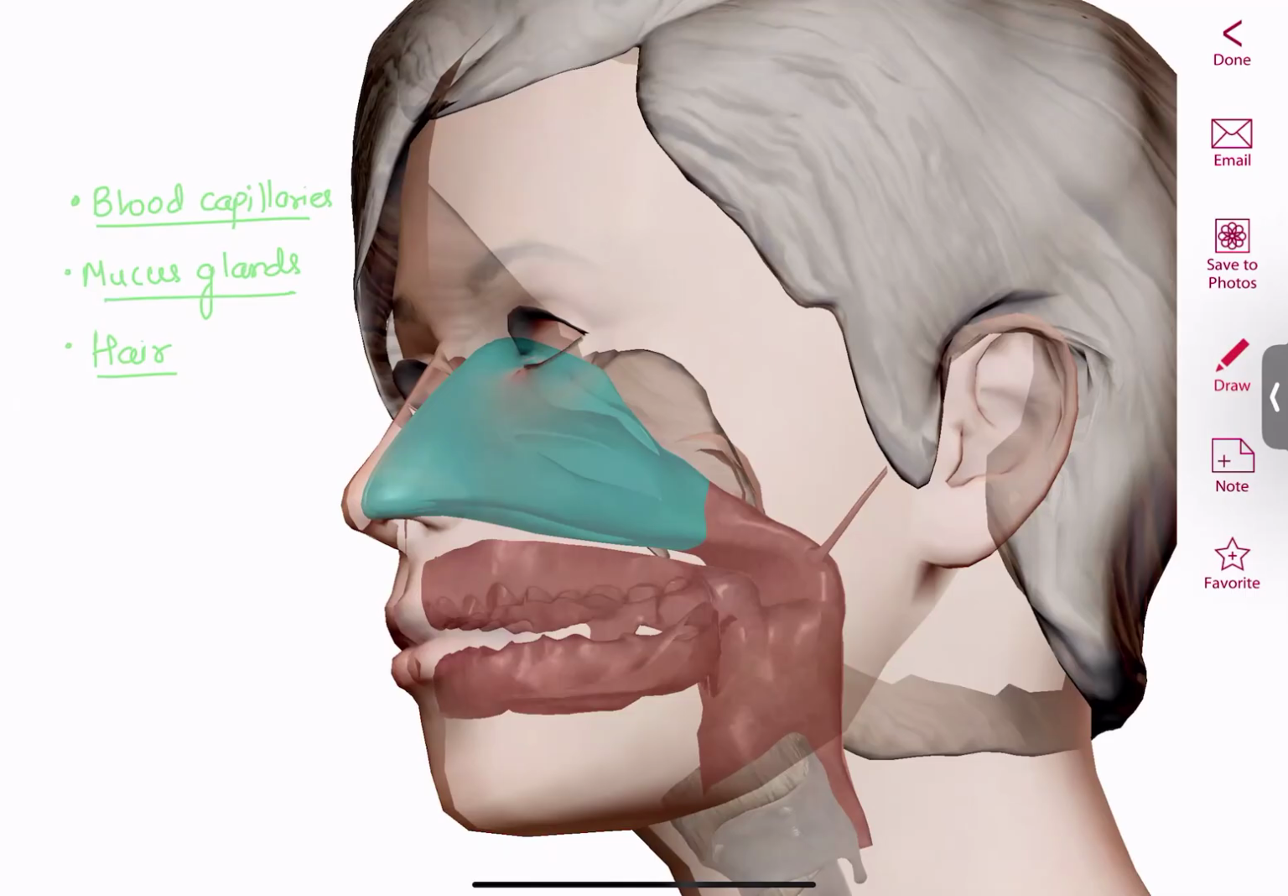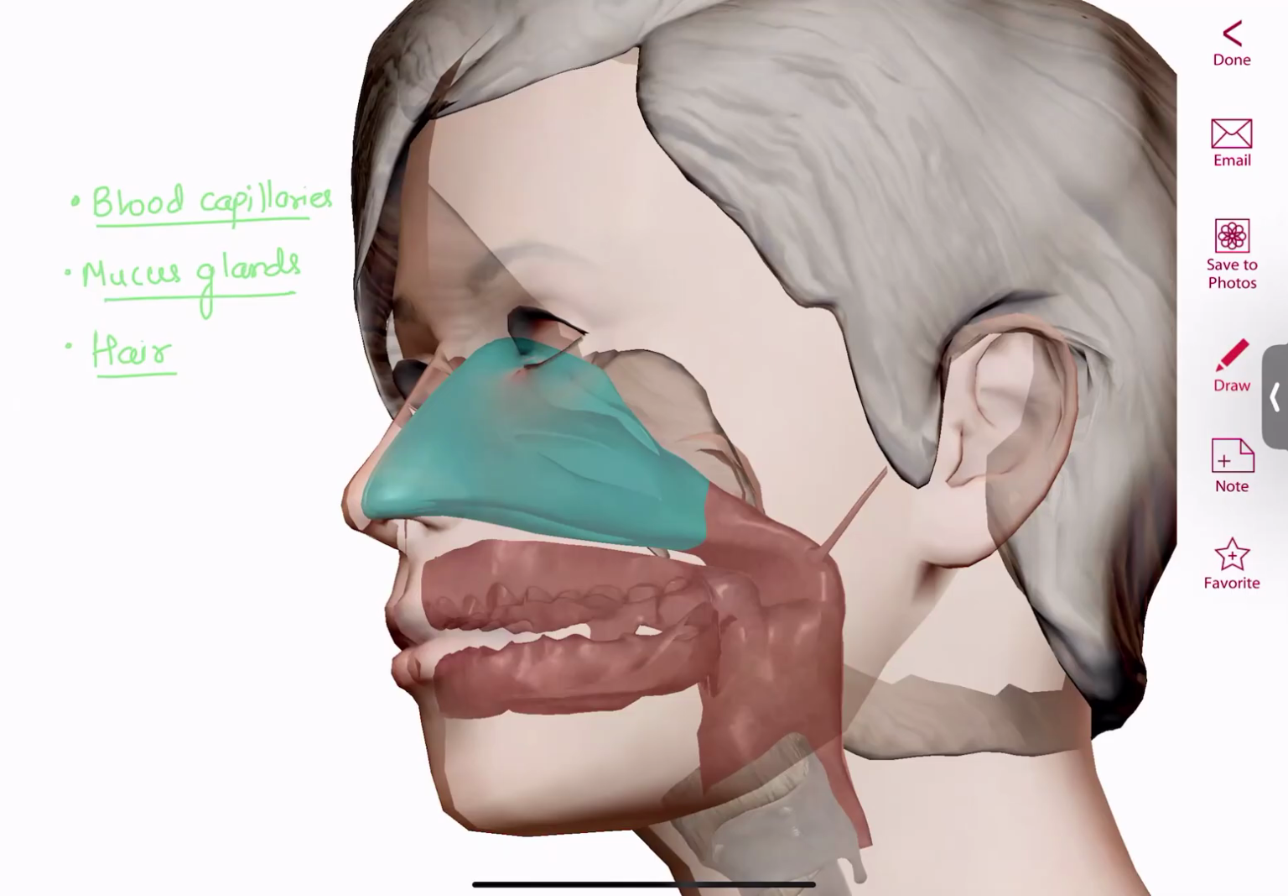The blood capillaries also maintain some moisture within the nasal cavity. The second are the mucus glands. Now, these mucus secreting glands or cells release a slimy or sticky substance that is called mucus. This mucus helps to trap the bacteria and other germs that are trying to enter into your body along with the inhaled air. And the third is the hair. Now, these hair are meant to intercept larger particles like dust, which may enter in along with the air that is inhaled.